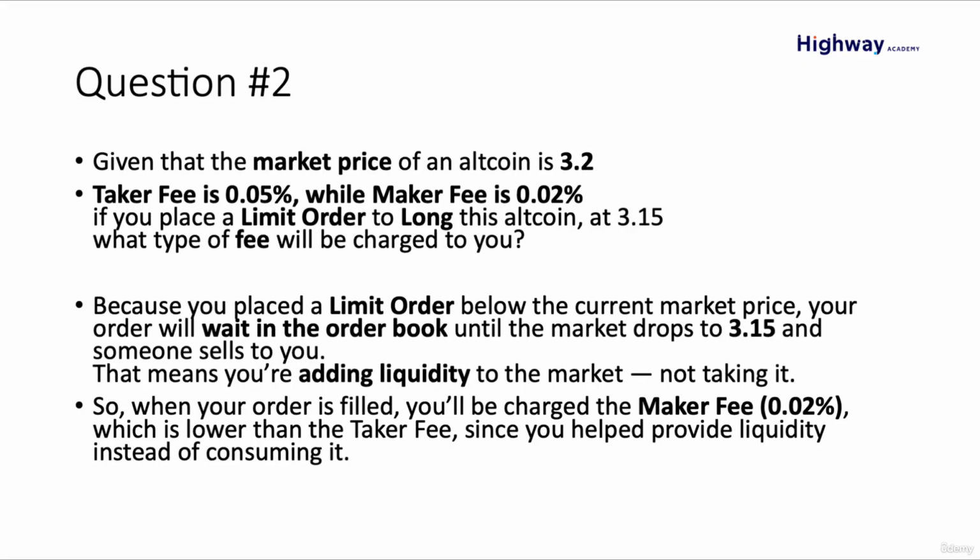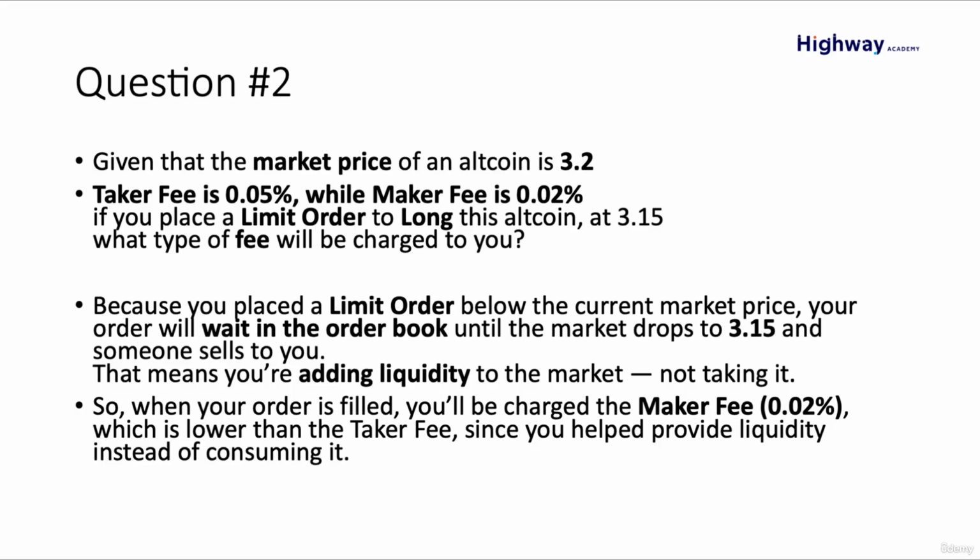Given that the market price of an altcoin is 3.2 USDT and the taker fee is 0.05%, while the maker fee is 0.02%, if you place a limit order to long this altcoin at 3.15, what type of fee will be charged to you? You can pause this video to think about it.